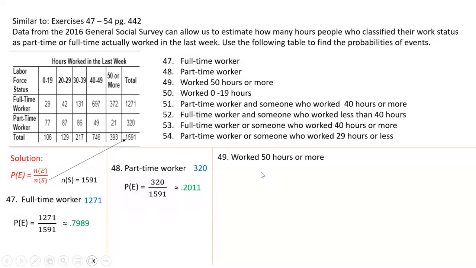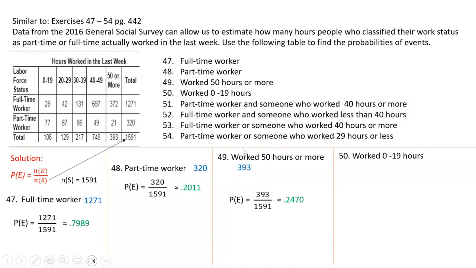And this is number 49. 50 hours or more. So we notice 50 hours or more is going to be right here in the 50 hours or more category. We go all the way down to the total, which will be 393. So it'll be 393 over the 1,591, and it'll give us approximately 0.2470.